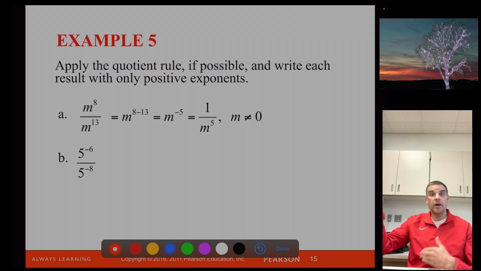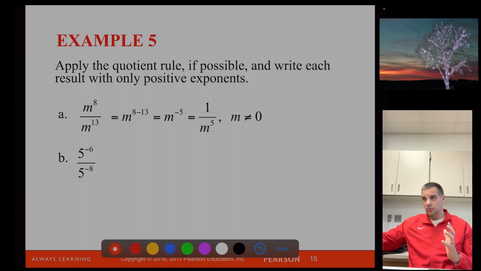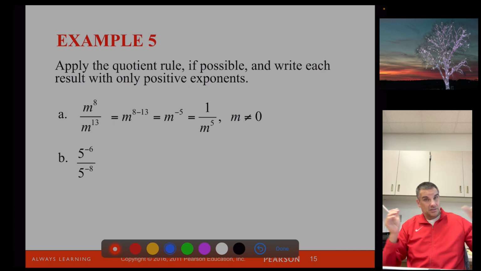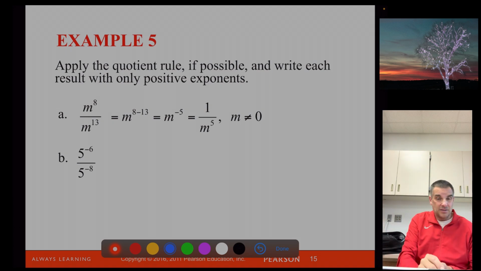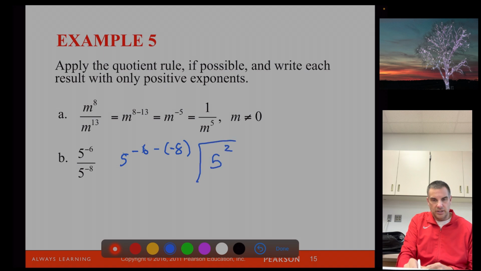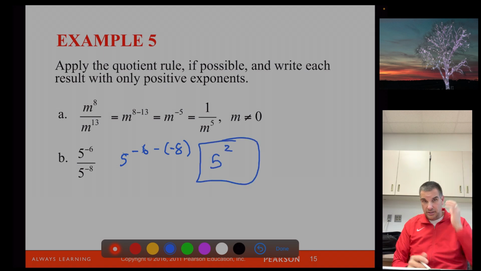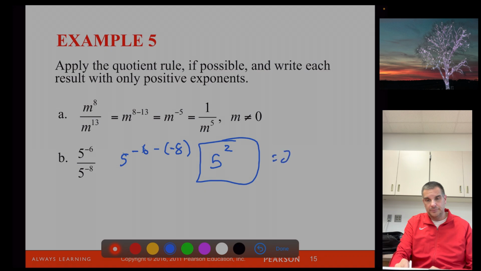Which is a bigger number? Which is further to the right on the number line, negative 6 or negative 8? Negative 6 is bigger. It's further to the right than negative 8. So this is going to be negative 6 minus negative 8, which is 5 squared. And you're done, which is 25. Done, finished, move on.